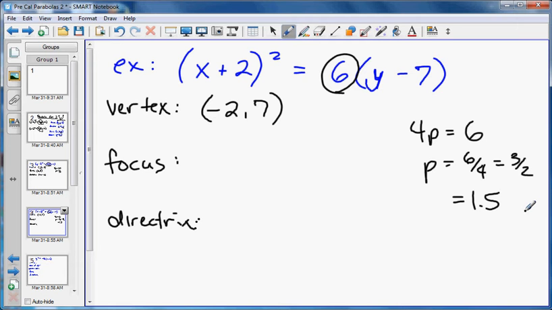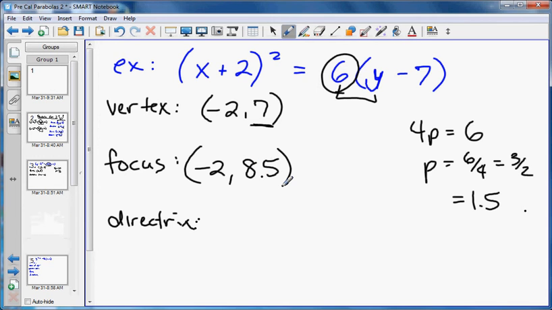Now this time, it's paired up with the y. So that means to get the focus, we need to add 1.5 to the y value of the vertex. So I do 7 plus 1.5 and get 8.5. So that is the point where the focus would be. Now for the directrix, since I'm paired with y, I do y equals, and I subtract 1.5 from the 7. So I get y equals 5.5 for that one.